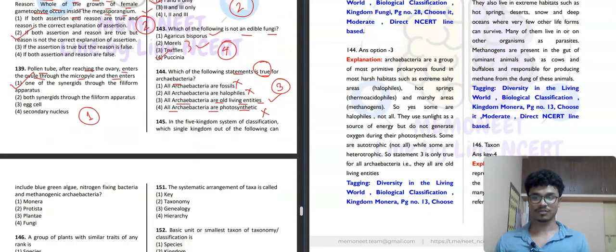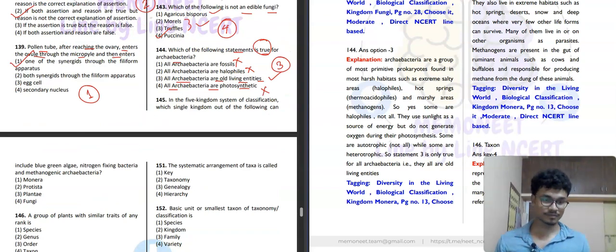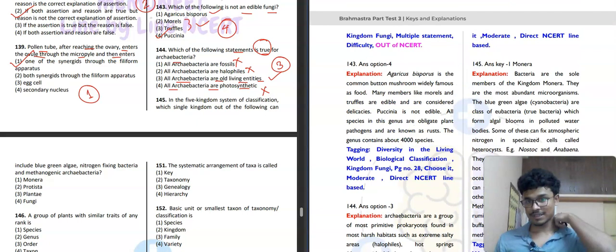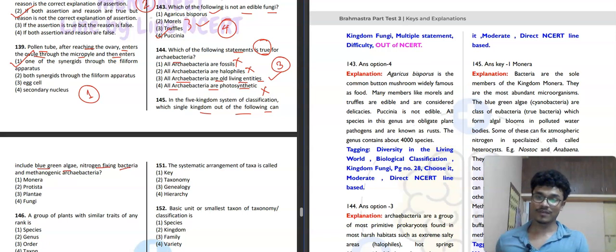Moving towards the next question, 145. It is saying that in the 5 kingdom system of classification, which single kingdom out of the following can include the blue-green algae, nitrogen fixing bacteria, and methanogenic archaebacteria? So bacteria means Monera. So here simply our answer will be Monera. The first option will be our correct answer for this question.